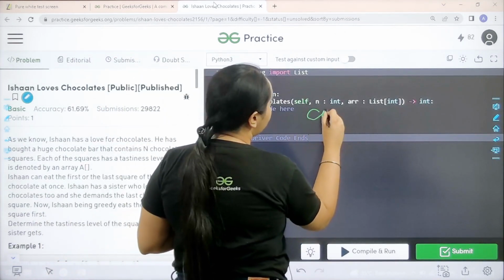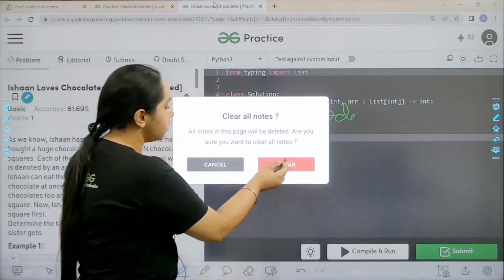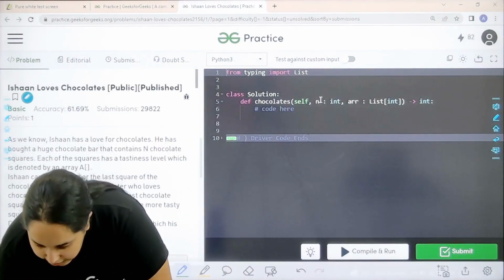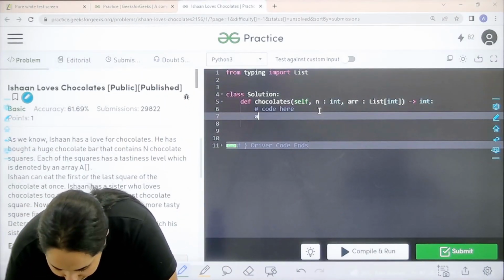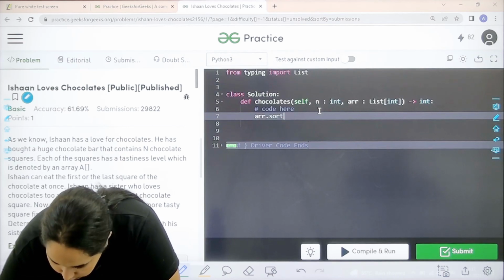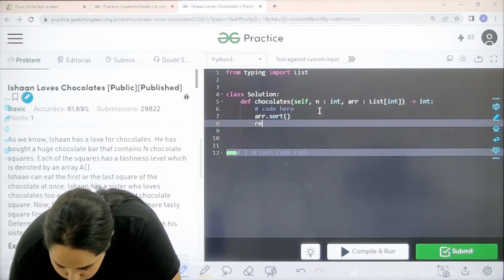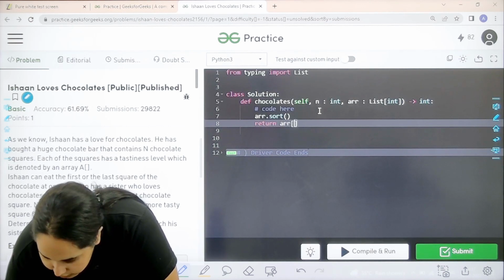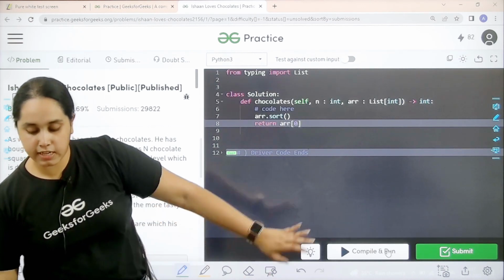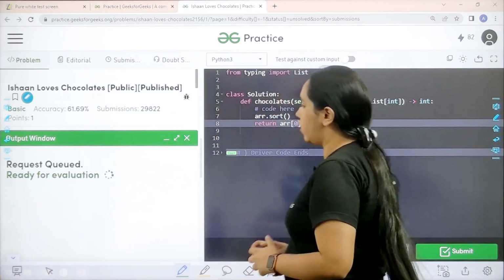Now we would code the question over here. Okay, so let's solve it. It's a very easy question. Let's do it. So array dot sort, circular brackets, enter, and I just need to return the position 0. Now I need to check if it is correct or not. So I would click on compile and run.